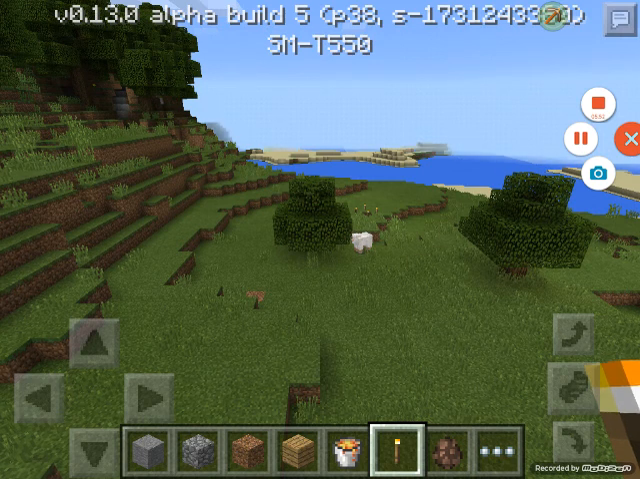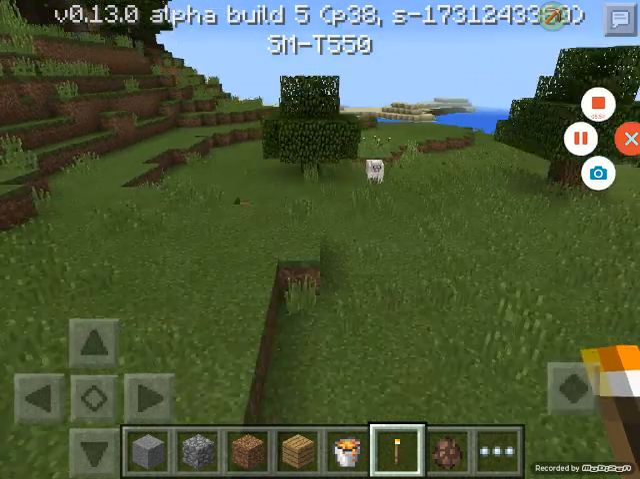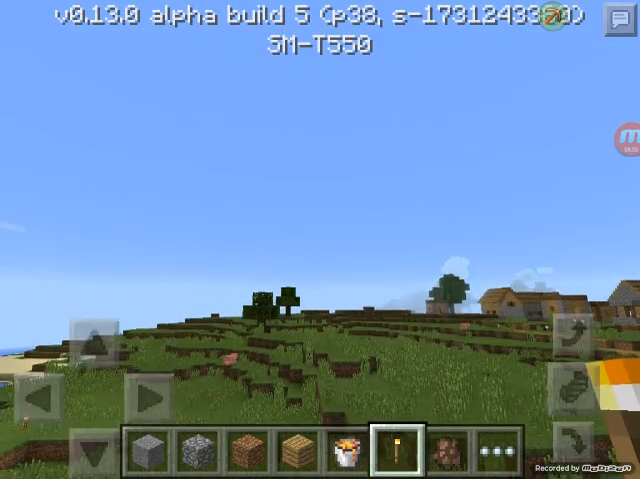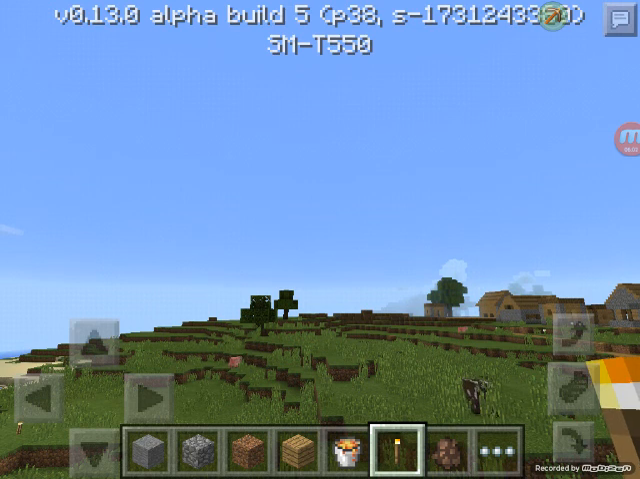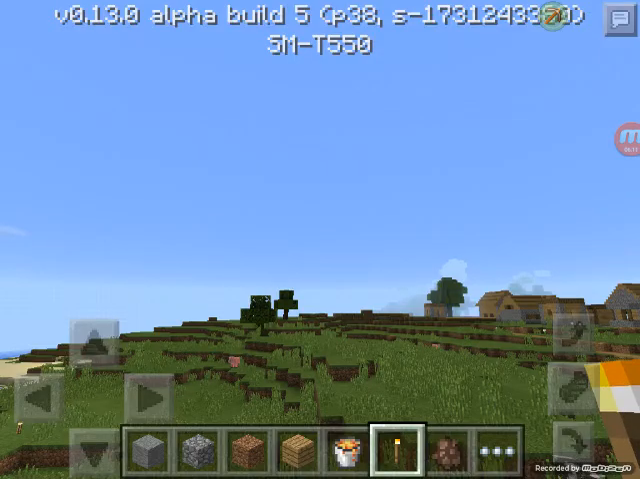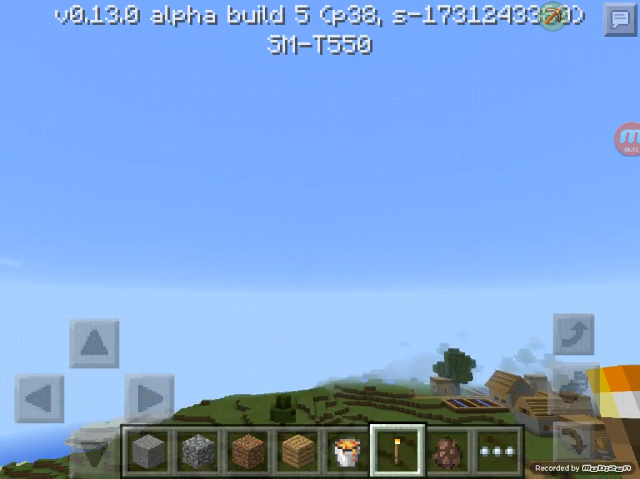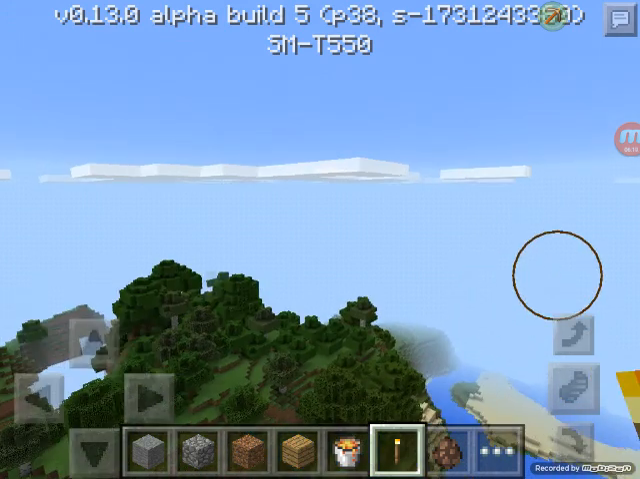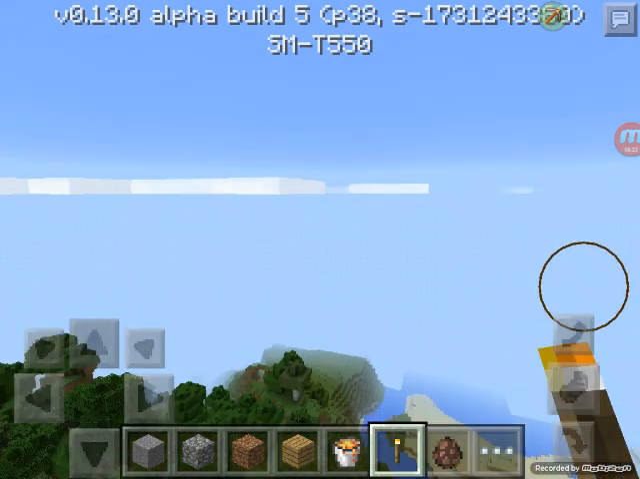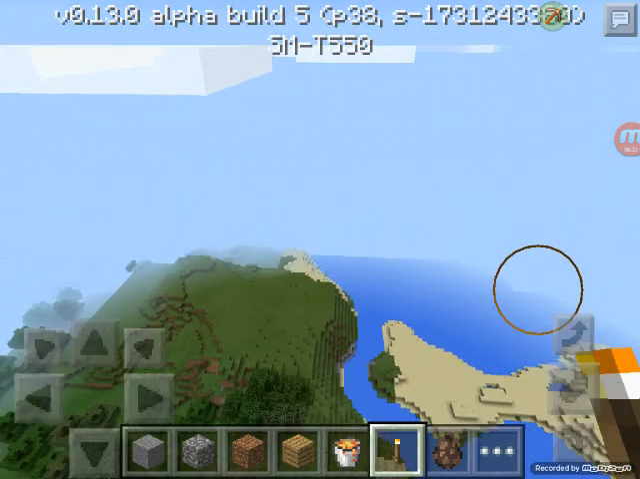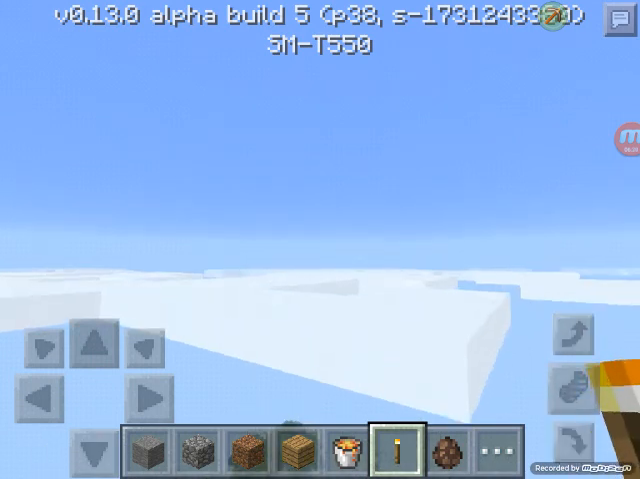So, let's go to the atmosphere. The atmosphere is the layers. There are 4 different layers. The troposphere is the first one to go up to. The troposphere is right here, where the clouds are, where the water evaporates and makes the water cycle again.